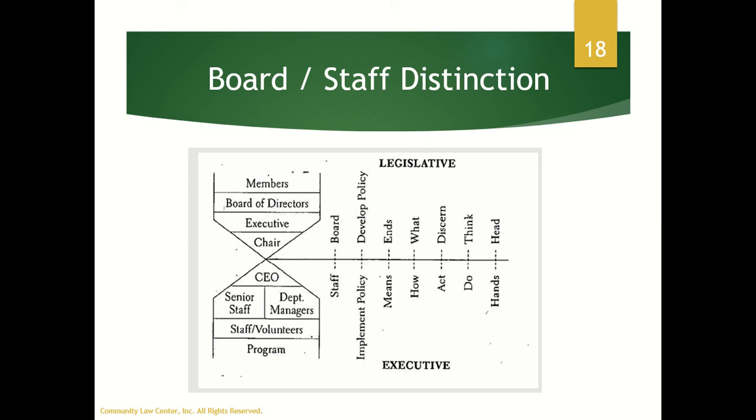They determine the means to accomplish the ends. They act and do, and they are the hands of the organization. So you really want to keep these two roles very separate. You don't want to have anyone serving in both a board and a staff role. Except one, the only exception really that you want to think about is if you have an executive director, a paid staff executive director, they will sit on the board of directors, but in a non-voting role.